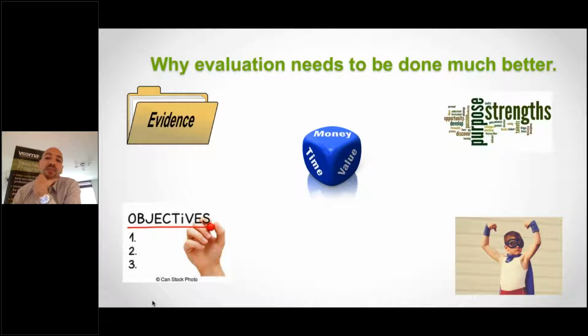Why evaluation needs to be done much better is really important for us to think about. So I've got a couple of images here to show why evaluation needs to be done better. One is evidence. We need to have the evidence as to what's worked, maybe what hasn't quite worked, and what we can do to improve. So when we are thinking about our CPD objectives, do we have the evidence to say this has definitely worked? We know the benefits are there. And do we have the evidence to say this is what we need to do to get even better.